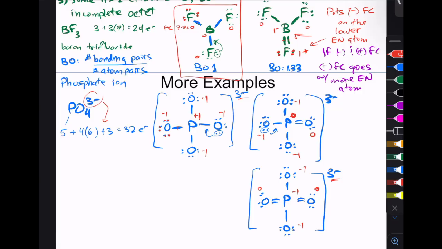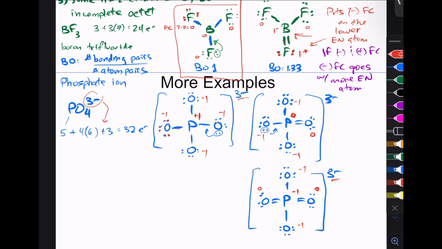It still looks just as stable as the first one, right? All 3 of these look stable as far as satisfying the octet rule, or these last 2, of course, are expanding the octet, but we can do that with phosphorus. But look what we've done now with the formal charge. We still have 2 zeros and 3 -1s. So that is no different from the one I have there in the middle. But what is different is now I've got the negative formal charge on the lower electronegative atom.